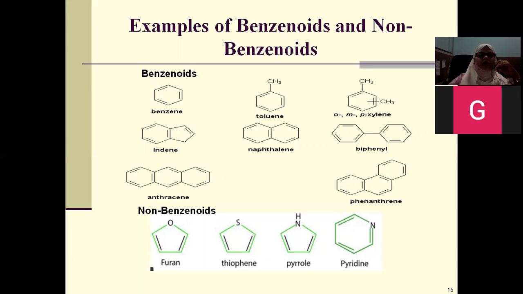So this is your furan containing one oxygen atom in the 5-membered ring. This is your thiophene containing one sulfur atom in the ring. Then this is your pyrrole containing one nitrogen atom in the 5-membered ring. And this is a 6-membered ring but containing one nitrogen atom. So this is pyridine. So these are the non-benzenoids. So both benzenoids and non-benzenoids are aromatic in nature, but you can see the difference between these two.